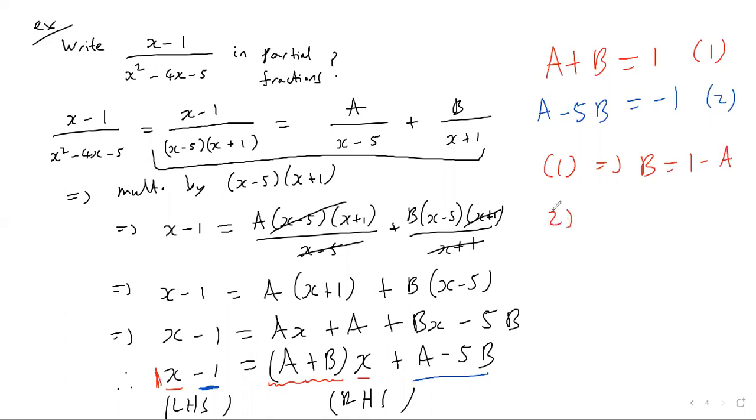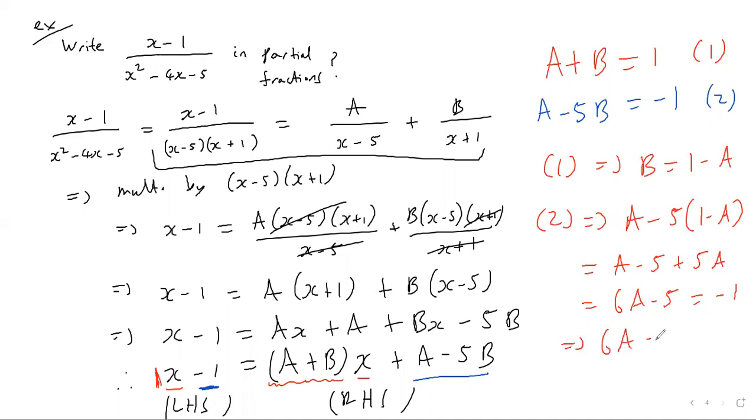We can then plug this into number 2, and if we do that, we get a take away 5 times 1 minus a, plugging the 1 minus a into b. Just expanding the brackets, we get a take away 5 plus 5a. Simplifying, we get 6a minus 5, and this is equal to the number minus 1. Now we're going to add 5 to both sides. If we do that, we get 6a equals the number 4. So a is going to be 4 divided by 6, which is the same as 2 over 3. So a is 2 over 3.